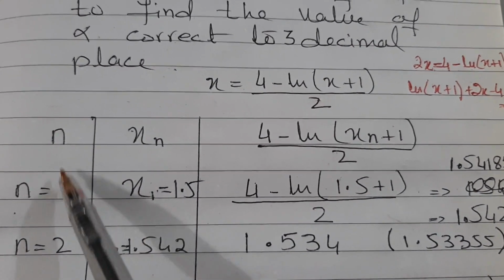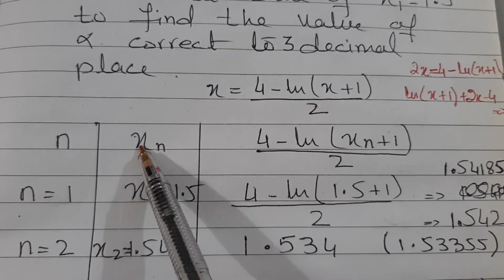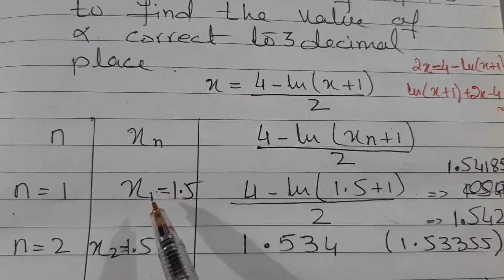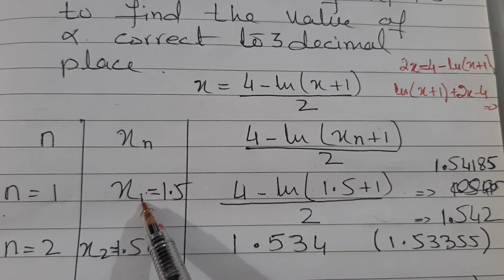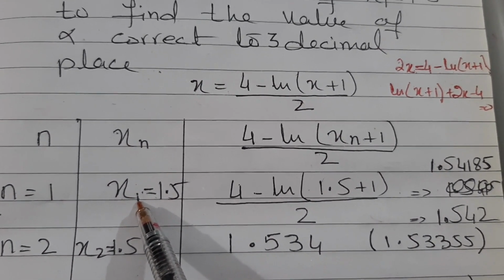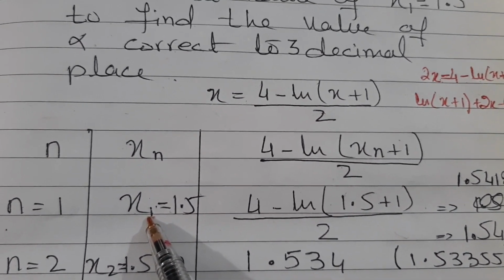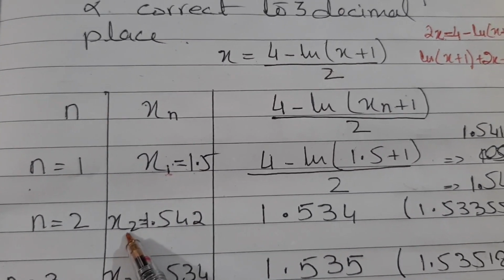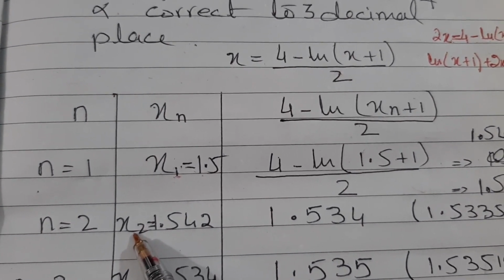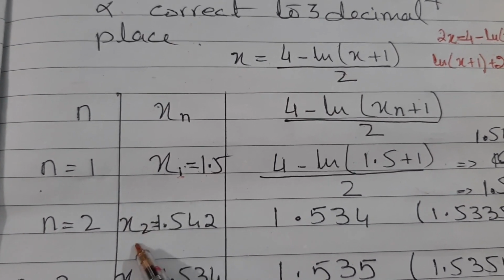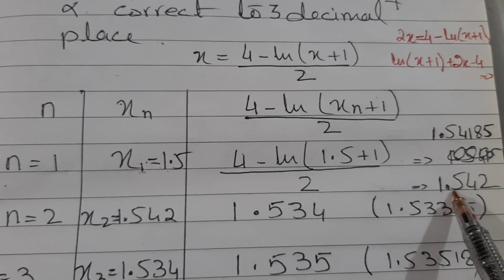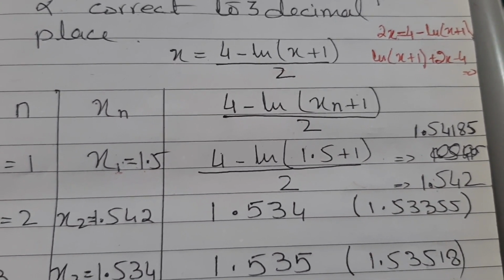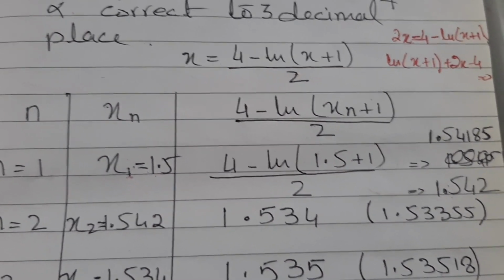So I'm writing here n equals 1. So x_n, meaning x1, is equal to 1.5. This does not mean you will plug in this value of x. This is telling you the first value of x you have substituted, which was 1.5. Now x2 means the next value of x. What will that be? The same one which you have gotten from here. That's why it is called iteration. Iteration means repeated again and again and again.